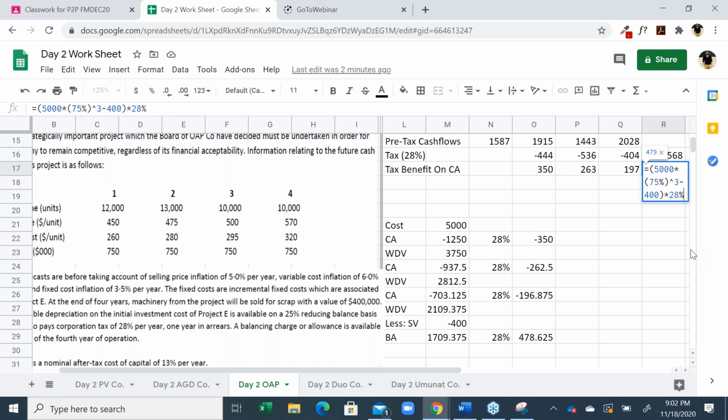In case of the advanced tax, we should have started from year 0. That would have been the only difference. Instead of starting the first tax benefit from the second year, we should have shown it from year 0 in case the tax was paid in advance.